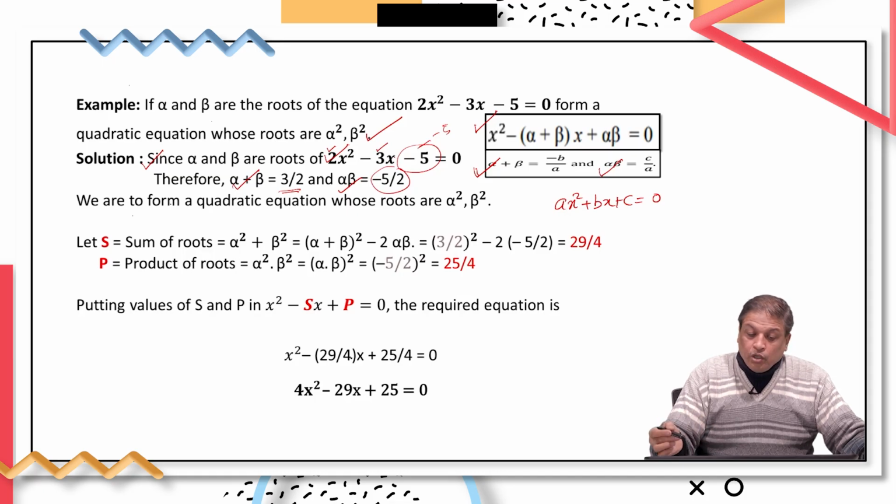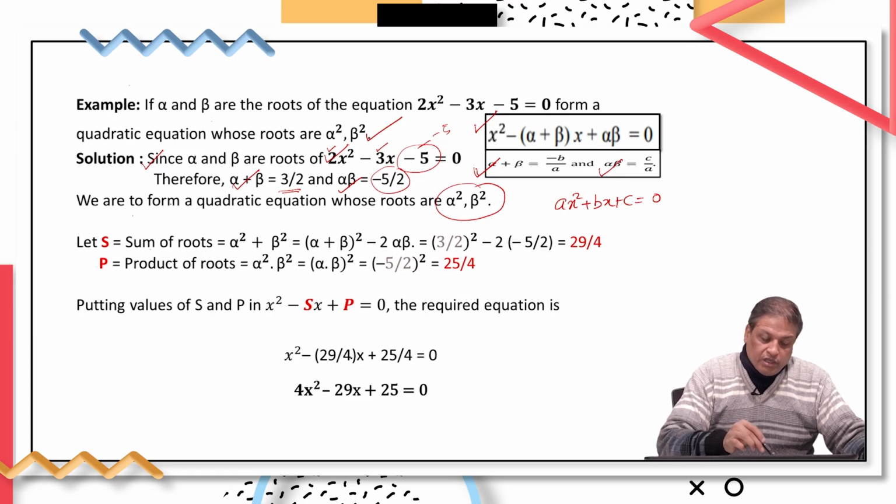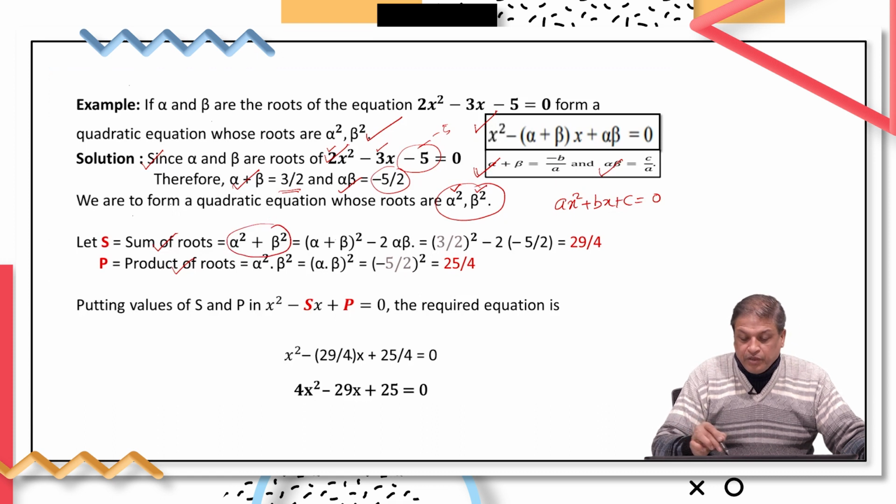Now, what are we expected to perform? We are expected to form a quadratic equation whose roots are alpha square and beta square. So, we are supposed to first find the sum of roots and the product of roots, whose roots are alpha square and beta square. So, the sum alpha square plus beta square, as we did earlier, can be expressed as alpha plus beta whole square minus 2 alpha beta.